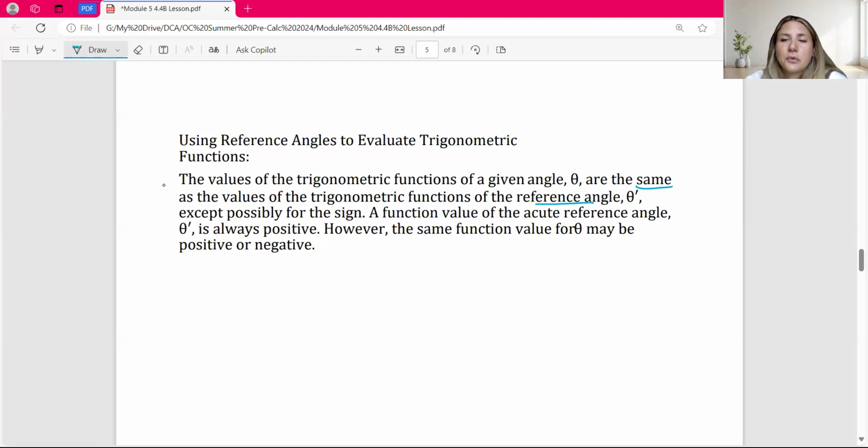So I'm going to show you what this means. I'm going to give you an example of what this means, and I'll show it to you on a calculator as well. Give you a second to jot it down.